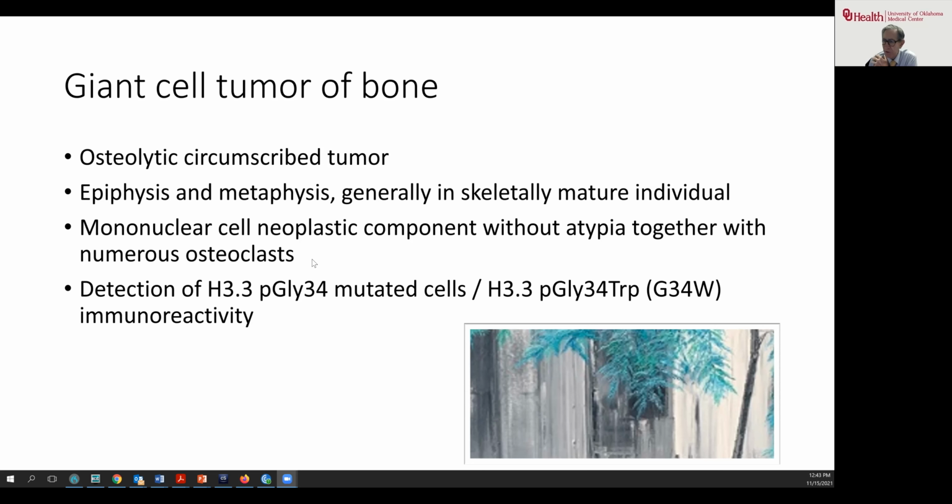We have learned, however, that these cells do harbor a mutation, H3.3 p.Gly34, and they will therefore be detectable using immunoreagents directed at that mutation product. This is not something that's either widely available or in general widely needed, unless there is some other confounding or confusing aspect that may cause the differential to be clouded by the clinical presentation.